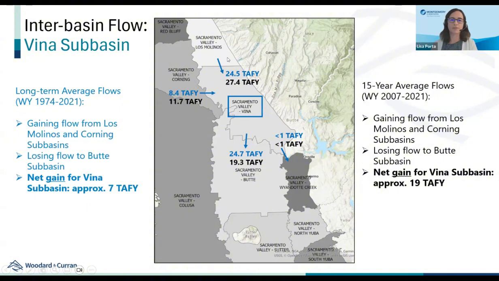Los Molinos flows into the Vina subbasin, same with Corning flowing into the Vina subbasin, and then Vina loses flow to the Butte subbasin, and there's a tiny bit of an interaction with the Wyandotte Creek subbasin. On average, over the full simulation timeframe, Vina gains a net flow of 7,000 acre-feet per year. But if you look at the last 15 years, the net gain is 19,000 acre-feet per year. It shows that there have been changes in the overall hydrology over the last 15 years.